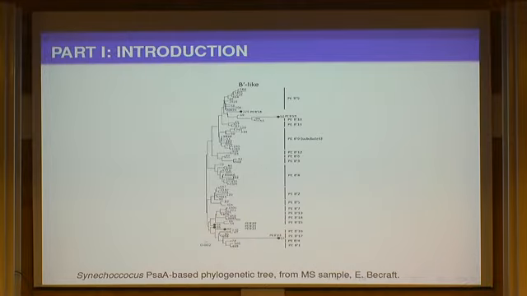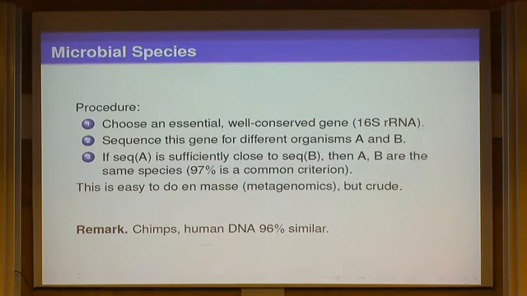Okay, so I thought I'd start by talking a little bit about species in microbes and how one might determine such things. So typically what people do is you sequence some gene, often 16S related. This is not that, this is actually a different gene from Synechococcus related to photosynthetic machinery. And you get a bunch of different sequences, and then somehow you divide this up into different species.